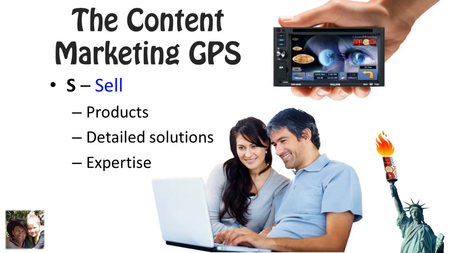That is the content marketing GPS. And I hope those three letters help you understand what content marketing is about. In that order: give, provide, sell. There is an article about that on the website learnhowtoblog.com.au.